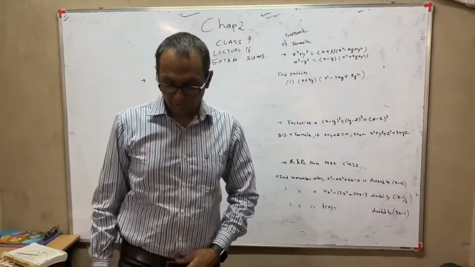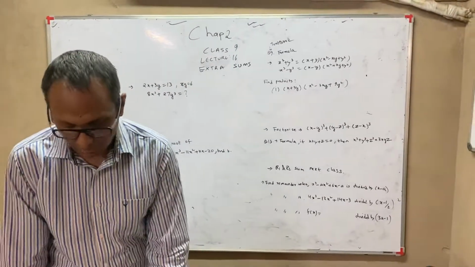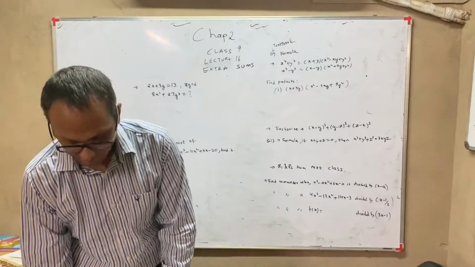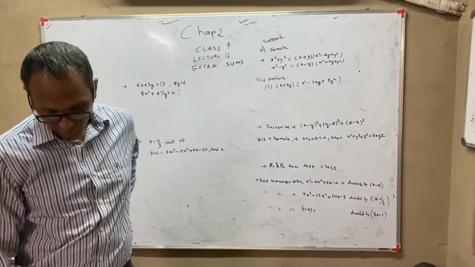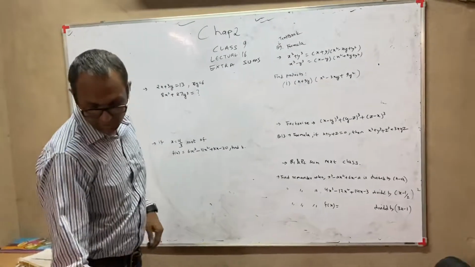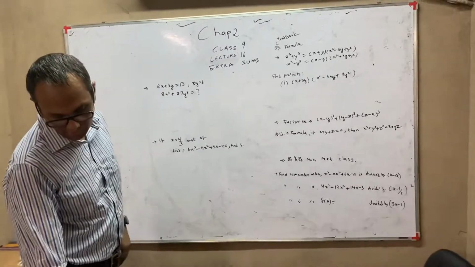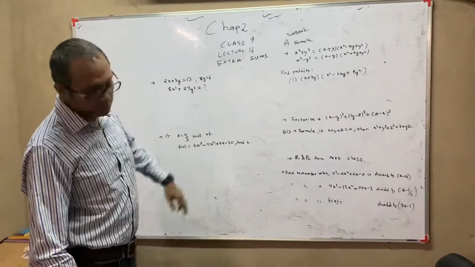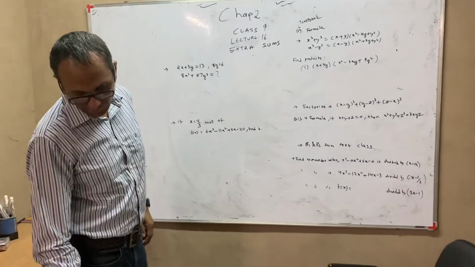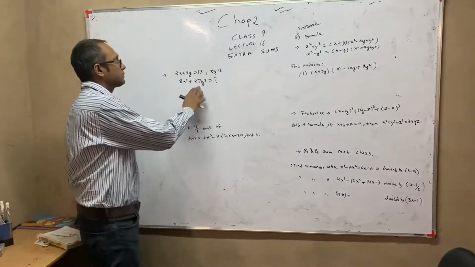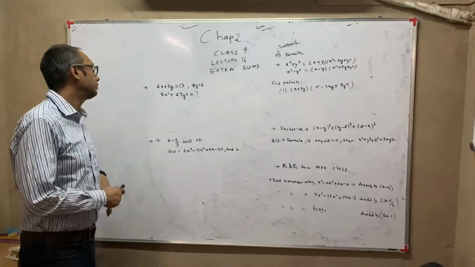Okay, children, continuing with extra sums. Today will be the last day for these sums. So now we'll see the next question. It is given 2x plus 3y equal to 13. xy value is 6. And find the value of 8x cube plus 27y cube. This value you have to find.